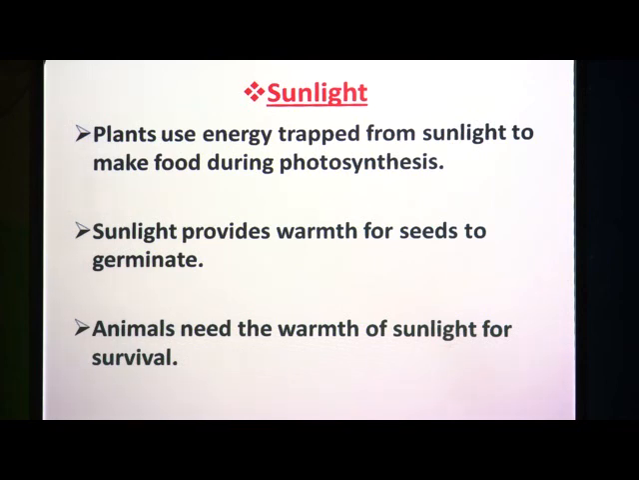For example, animals which live in the cold region or in the snowy region require energy or heat to maintain the temperature in their body. So, animals which live in the cold region or in the snowy region need the warmth of sunlight for their survival. So, in this way plants and all living things depend on non-living things. That means, living things need air, water, soil and sunlight.